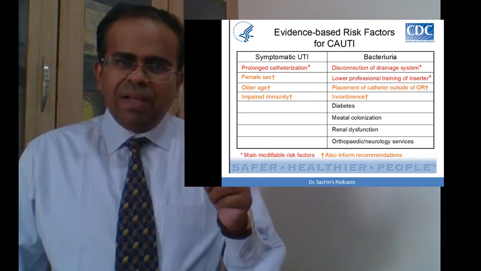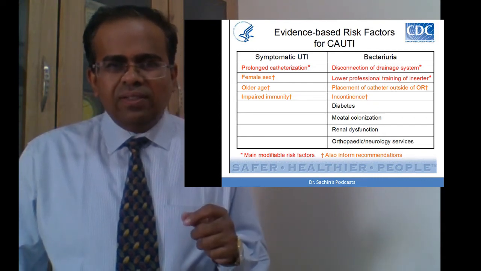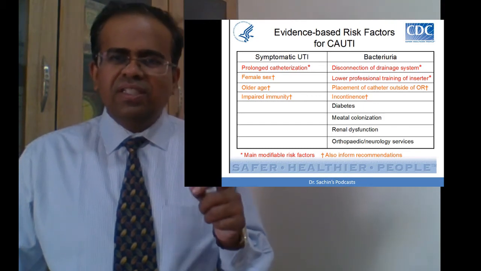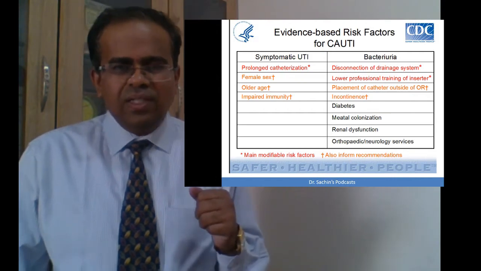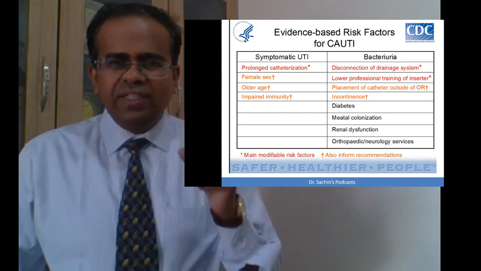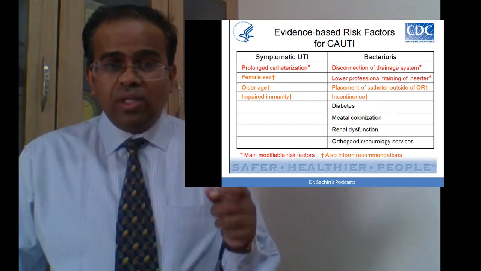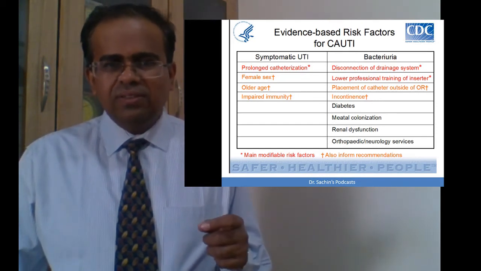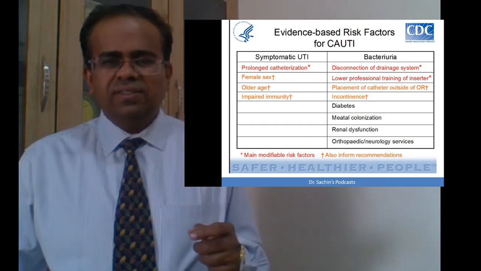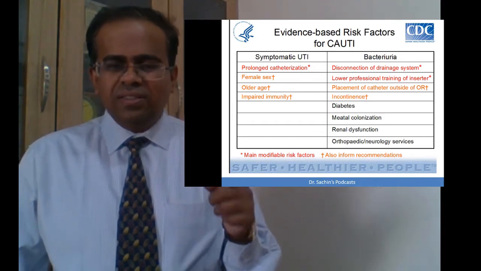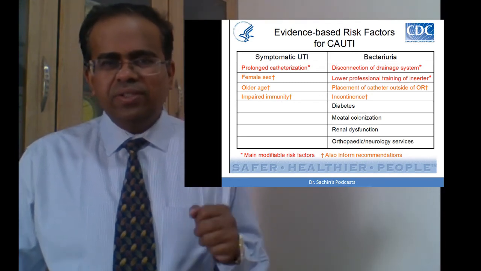Then only bacteriuria, but not symptomatic UTI. The risk factors are disconnection of the drainage system and lower professional training of the inserter. These two factors are modifiable and we can take care of them. Placement of catheter outside OR and incontinence, diabetes, meatal colonization, renal dysfunction, and orthopedic and neurology services. These are independent risk factors for bacteriuria.